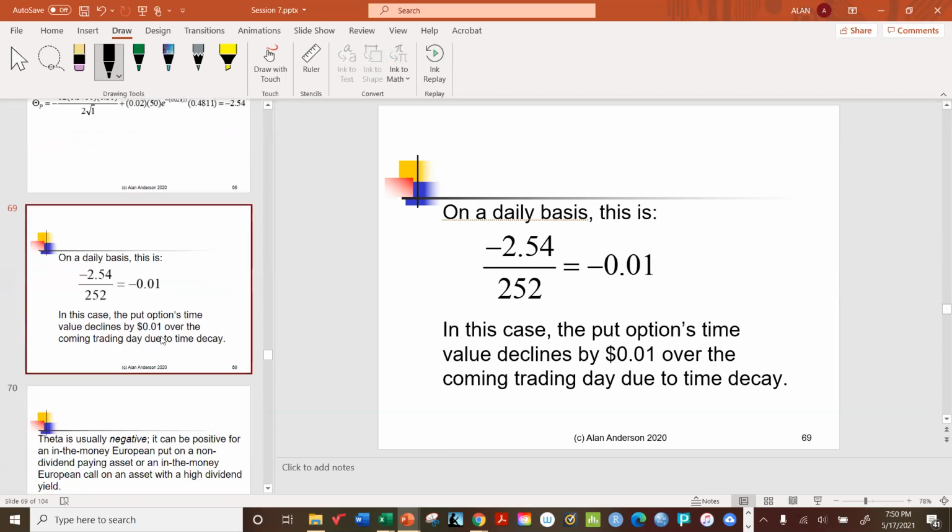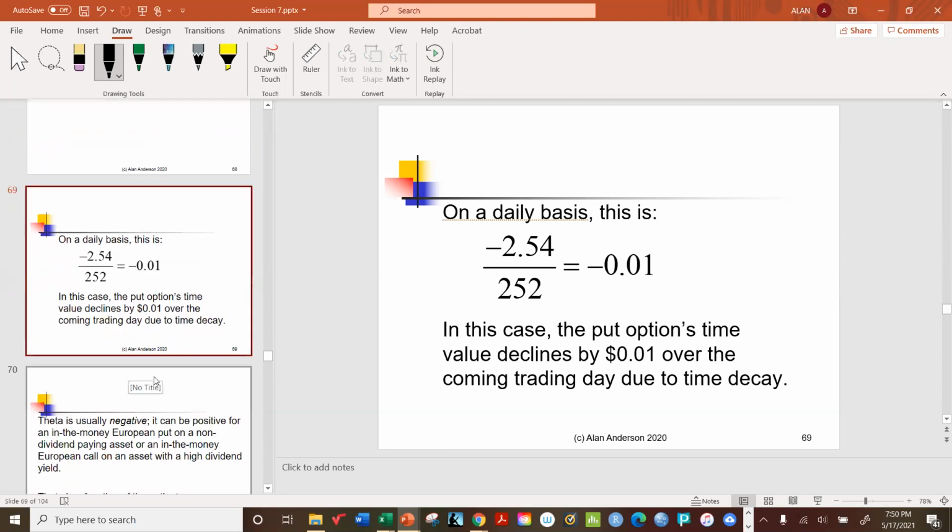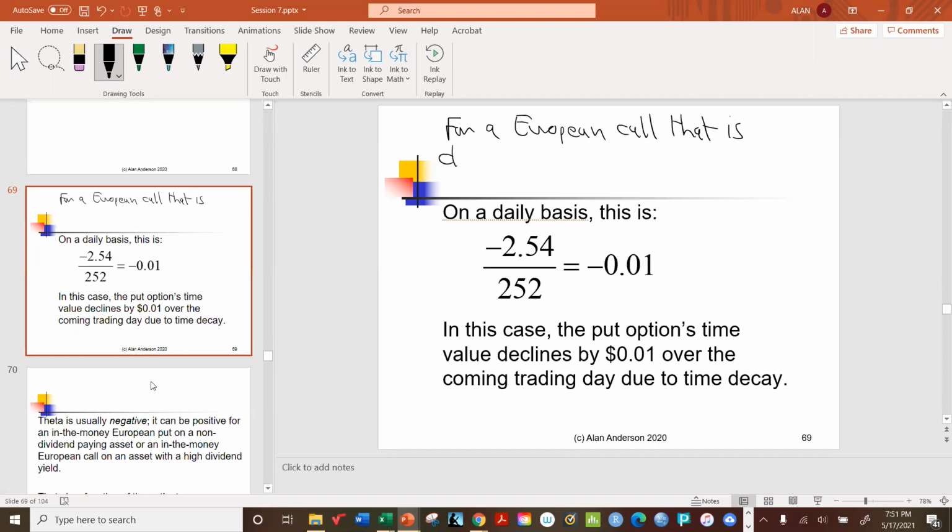But remember, these numbers are really driven by how close we are to the strike price. Now, you might remember we did have a couple of peculiar cases when we started out. For example, a European call that is deeply in the money, and I mean very deeply.